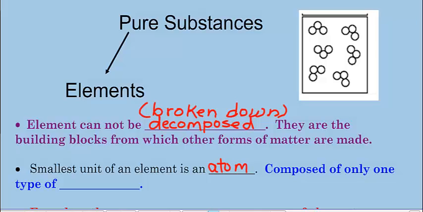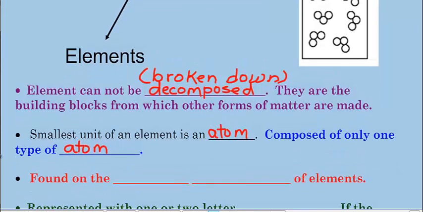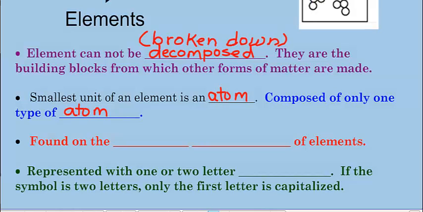Okay? And this is your second dot. Elements are composed of only one type of atom. So if you have a sample of gold, gold has only gold atoms. If you have a sample of silver, silver has only silver atoms. Okay? All the elements are found on the periodic table of elements. That's why it's called that.